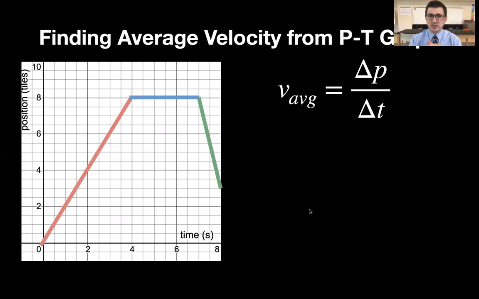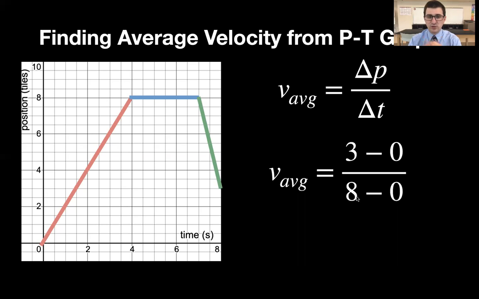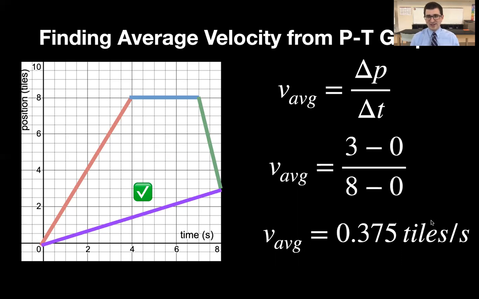So if we take that equation, change in position over change in time, the final position is 3, the initial position is 0. 3 minus 0 is 3 over the change in time interval, which is 8 seconds. So that gives us the same average velocity. And it all checks out.